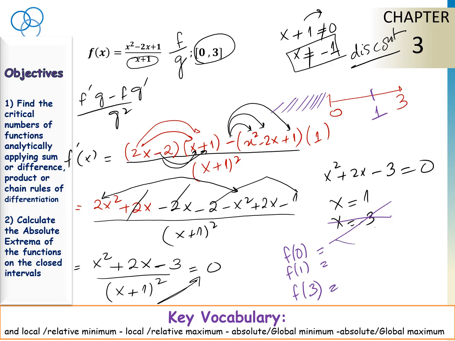So f of 0 is 1, f of 1 is 0 and f of 3 is 1. How do I find it? By substituting these values in my original equation. Now 0 is the least value, so this is my absolute minimum. And I have f of 0 at 0 and 3. When x is 0 and x is 3, my y values are the same. So I have two absolute maximums.